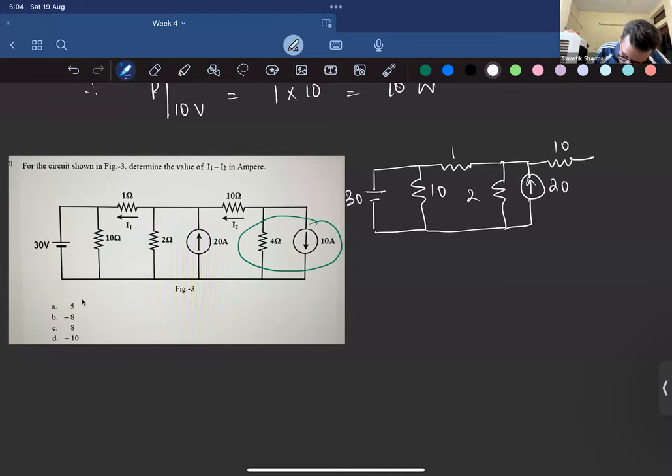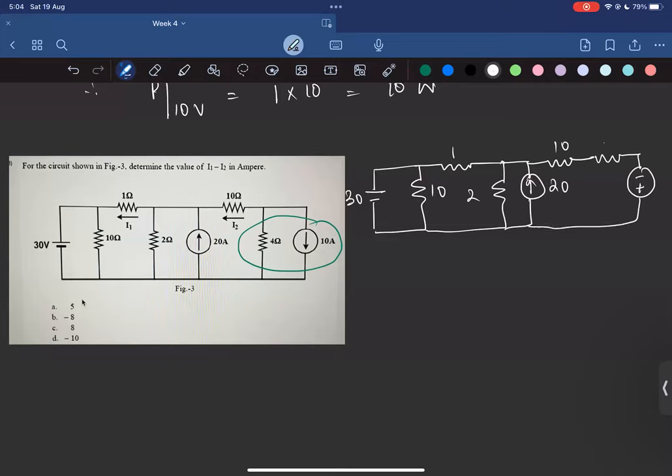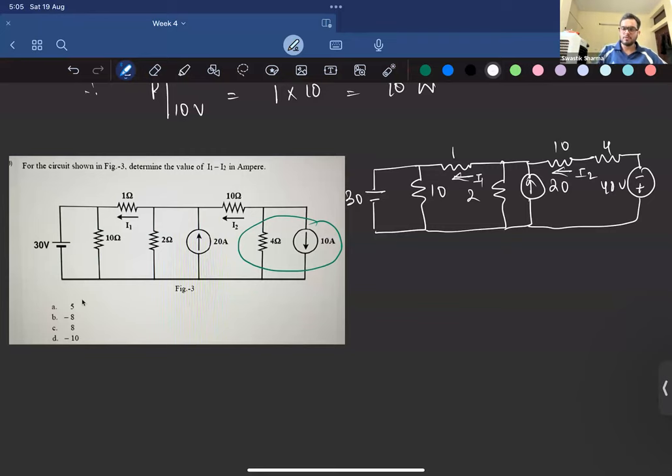So can anyone tell me what would be the equivalent circuit if I do source transformation between these two elements? Yeah, it would be a current source. It would be like this, right? So this is I2 and this is I1. So shall I do it across this node as well? Let's keep it as is. I mean, this node is one only, so why do it? So let's apply nodal analysis.